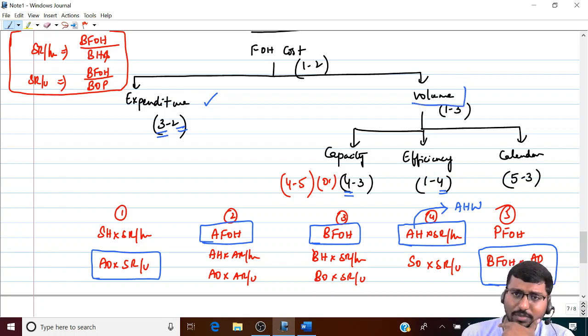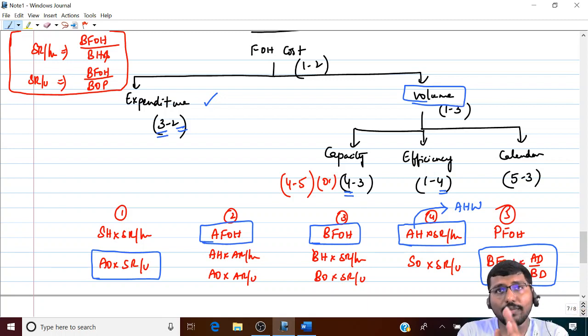Volume variance is also quite simple because I've already explained it twice. Once when we looked at the concept of absorption in the decision making chapter, when I was explaining marginal costing versus absorption costing, and we solved one good sum on it. Second, when I started with standard costing yesterday, I told you there are 3 types of overheads: budgeted overheads, absorbed overheads, actual overheads, and the difference between budgeted overheads and absorbed overheads is nothing but volume. Did I tell you that?